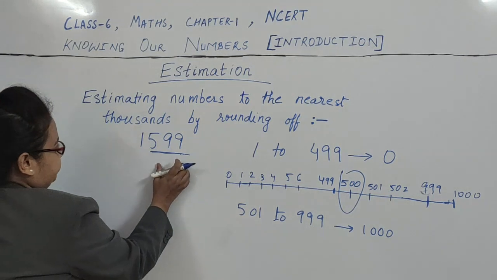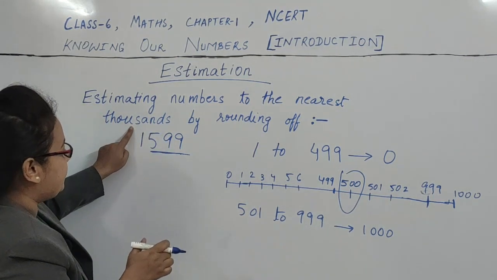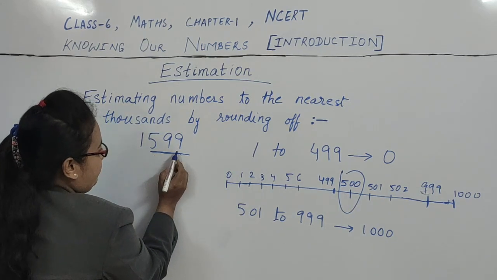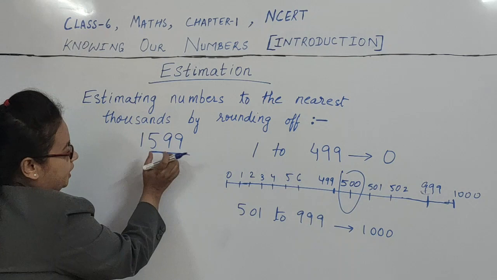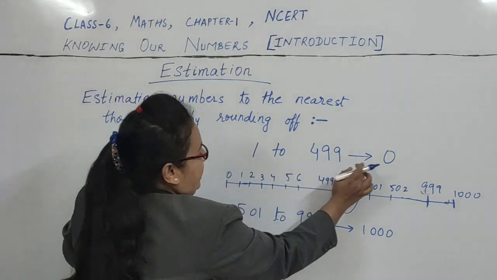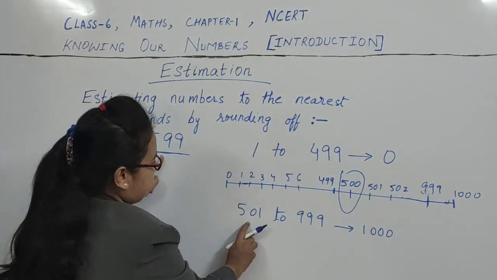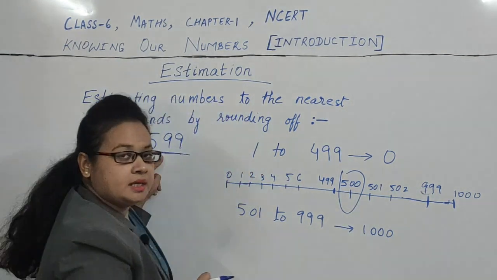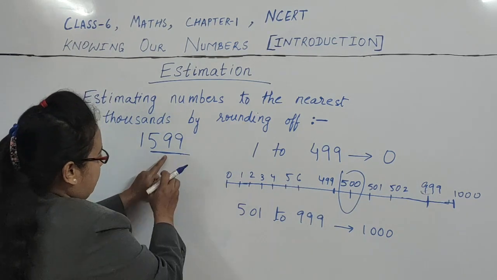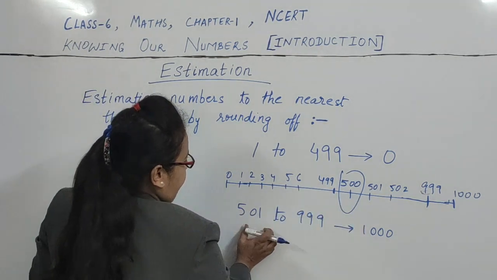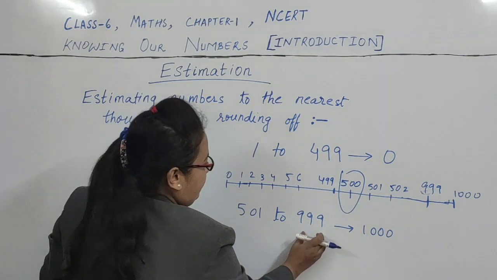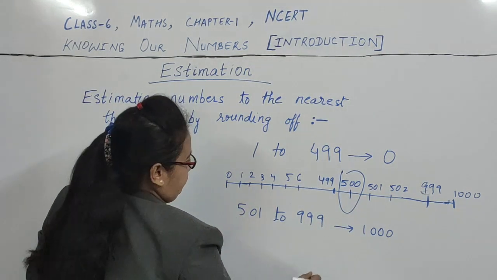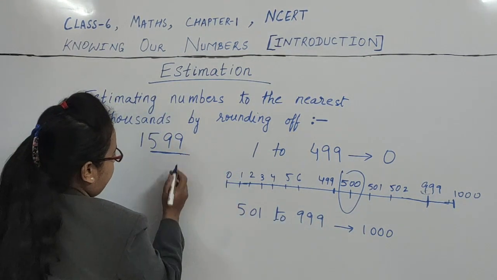So to round off a number to the nearest thousands, we look at the number formed by the ones, tens and hundreds digits. If this number is between 1 to 499, it is rounded off to 0. And if this number is between 501 to 999, it is rounded off to 1000. Here this is more than 500, so it is between 501 to 999. So it will be rounded off to 1000.